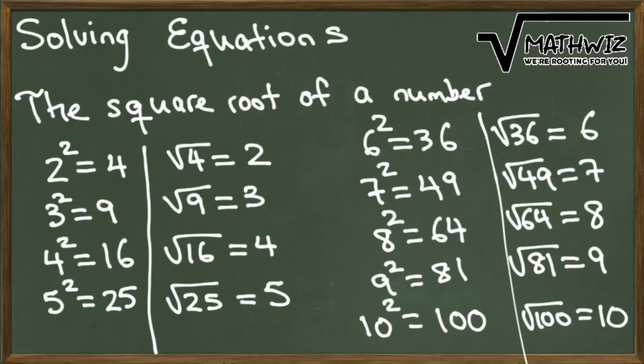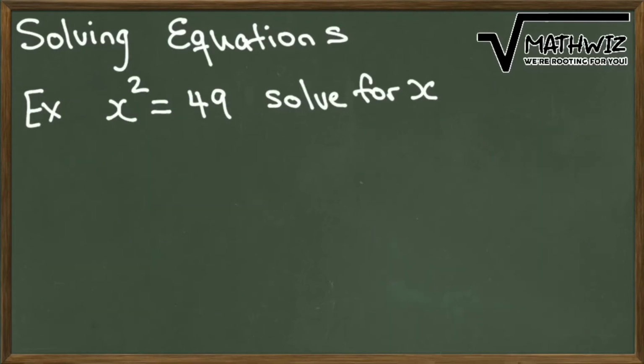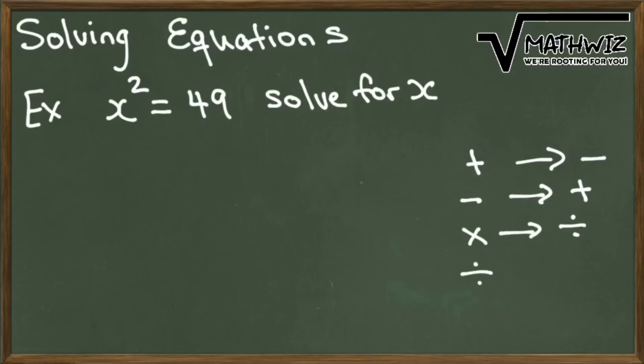All right, now that you have this down, I think we are ready to do our first question for today. For our first example, we are going to look at x squared is equal to 49, and we are asked to solve for x. What do we do? In the first set of videos, we spoke about how addition, if you take it to the other side, becomes subtraction. If you have subtraction and you take it to the other side, you add. If you have something multiplied and you take it to the other side, you divide. If something is divided, when you take it to the other side, you multiply.